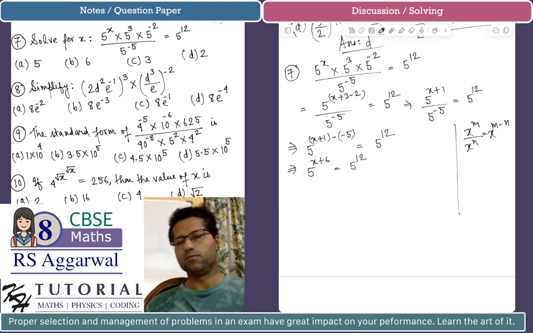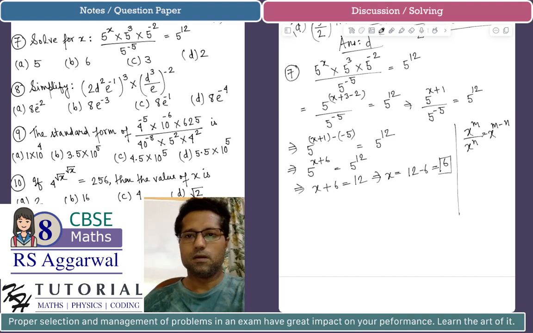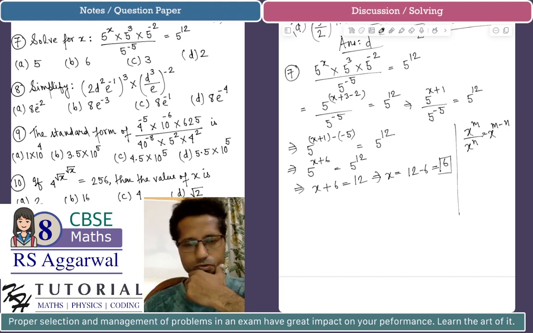So we can see on both sides, the left hand side and the right hand side, they are both exponential terms with the same base. Base is 5 on both sides. So we can equate the powers. So this will become x plus 6 equals 12. This implies x equals 12 minus 6 equals 6. So x is 6. So the choice will be B.